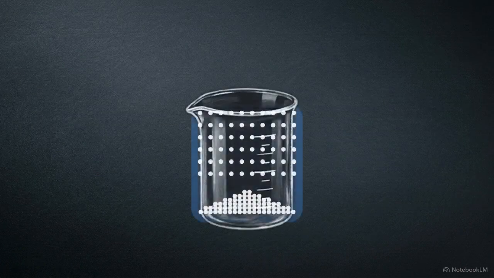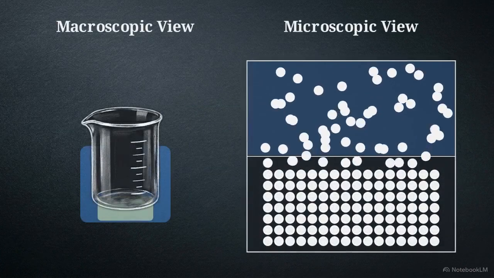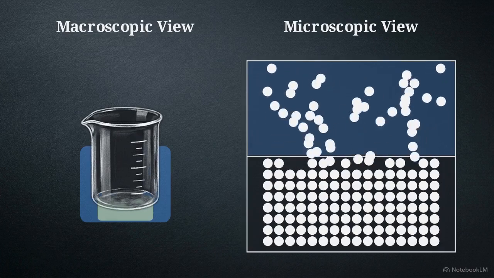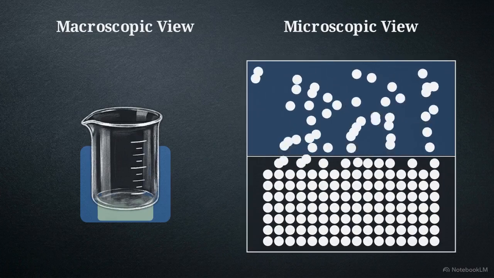A saturated solution is the physical result of this balance. At this stage, no additional solute can be absorbed by the solvent. Even though the solution looks stable to the naked eye, it is in a state of continuous, high-speed exchange between the solid and liquid phases.